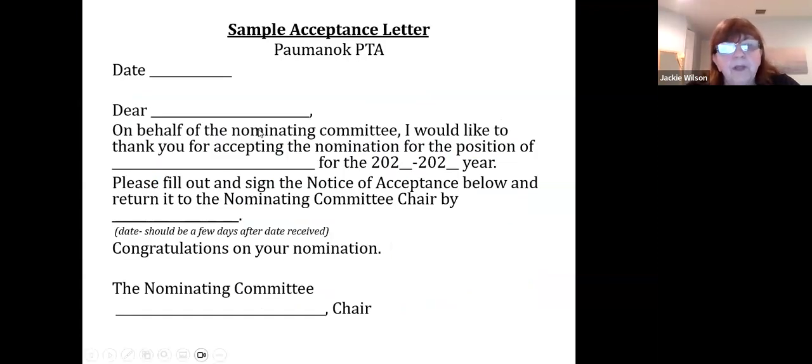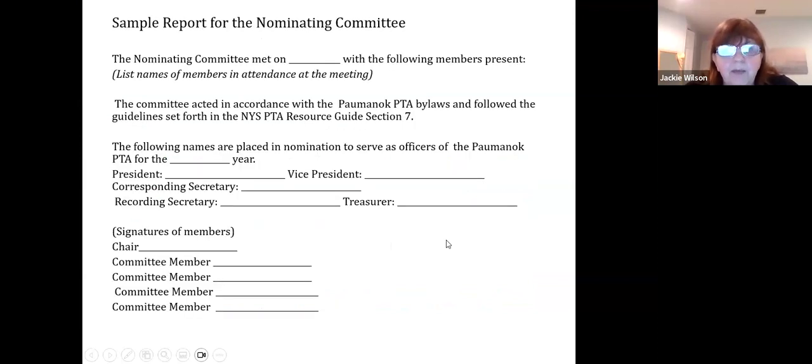So here's a sample form that you would send to your nominee. I would like to thank you for accepting the nomination for this position, et cetera. Okay, and then this would be your report as the nominating committee chair. We met on this date, we acted in accordance with the bylaws, followed the resource guide, and placed the following nominations in office for the PTA. So this is just a formal report that gets filed with the secretary's minutes, so you have proof of all of the information that the committee is sharing with the membership.